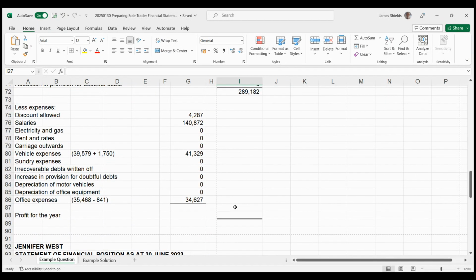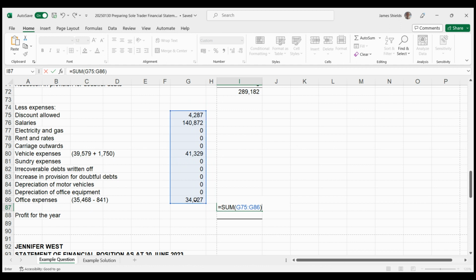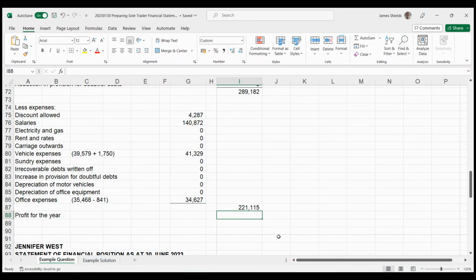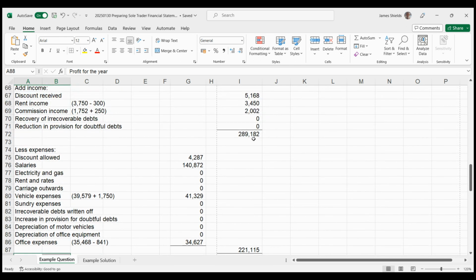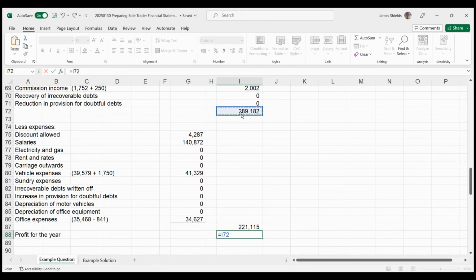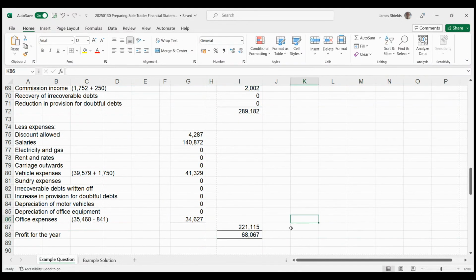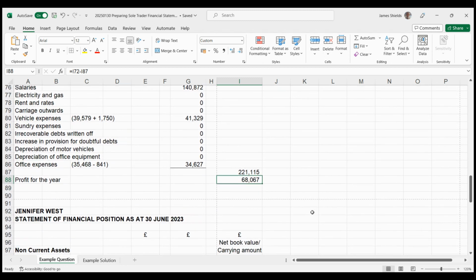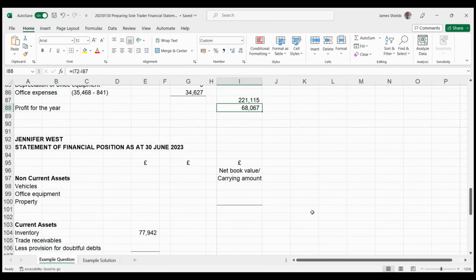So now what we want to do is add together all of our expenses, the amounts in this column. It comes to 221,115. Now the profit for the year is going to be your gross profit plus the other income of 289,182, take away your total expenses. So it's 289,182 take away 221,115. Gives a profit for the year of £68,067.